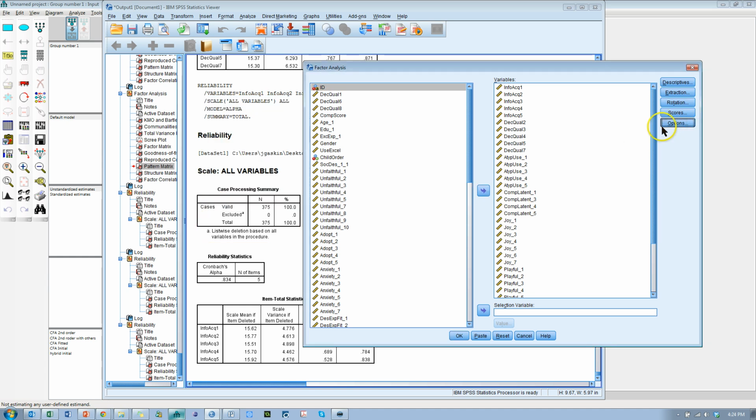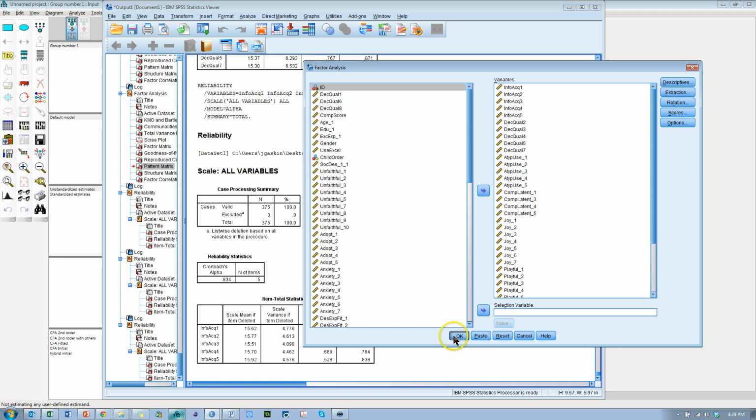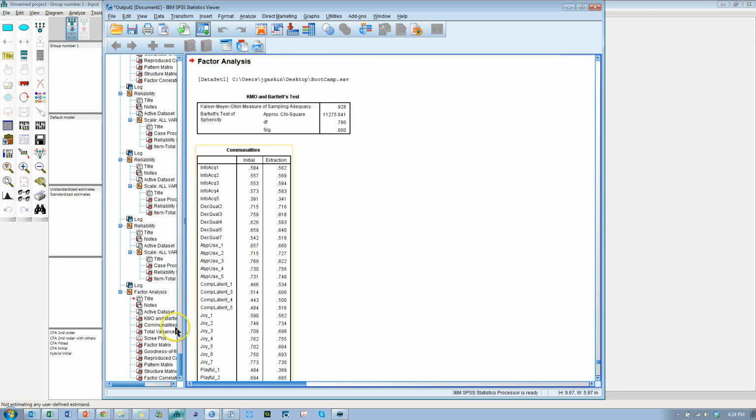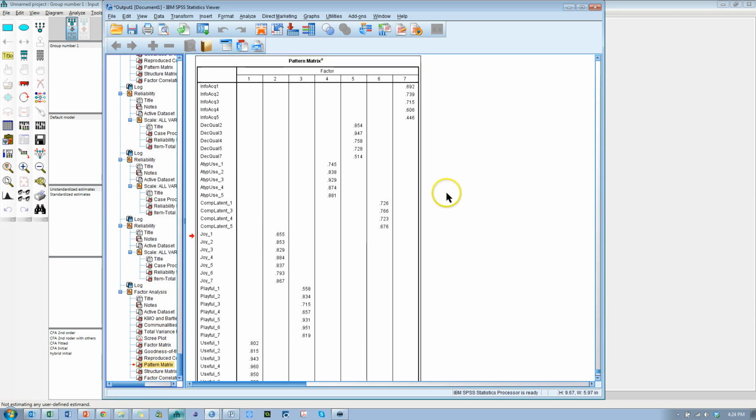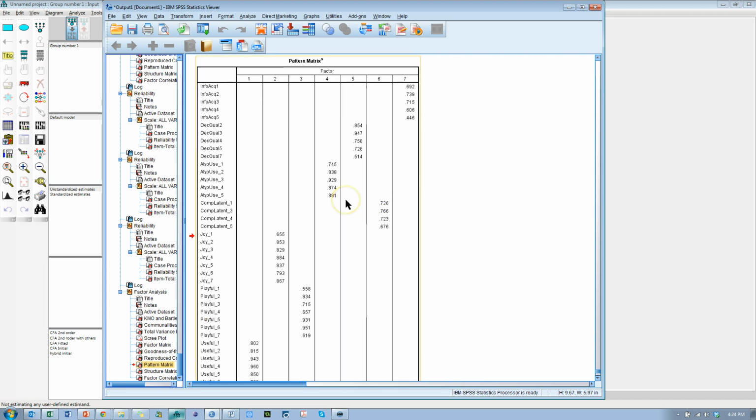Continue. I'm going to uncheck sort by size. That way they're in the proper order. And then hit OK. And then go to the pattern matrix. And here's what it looks like. And that's fine. I didn't sort by size. That's why it's sort of all over the place within a given factor. And then I'm going to right-click, copy, wait for it, there we go.